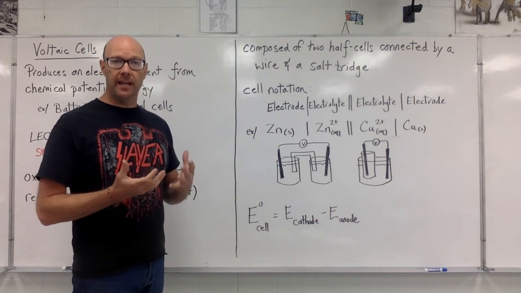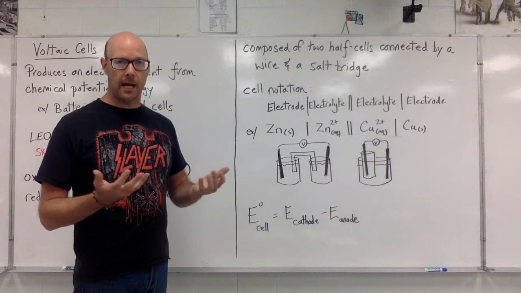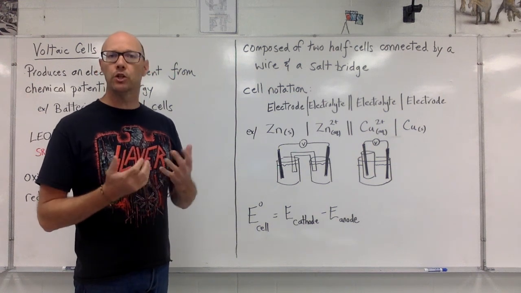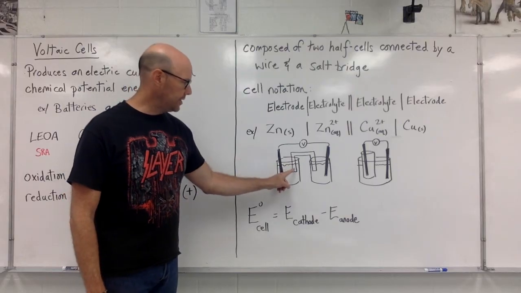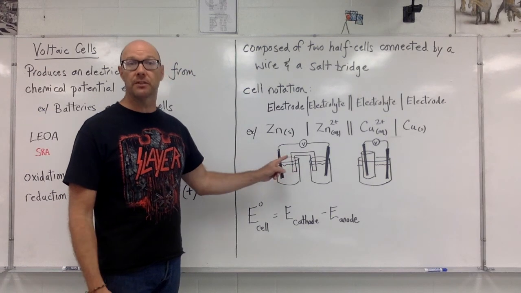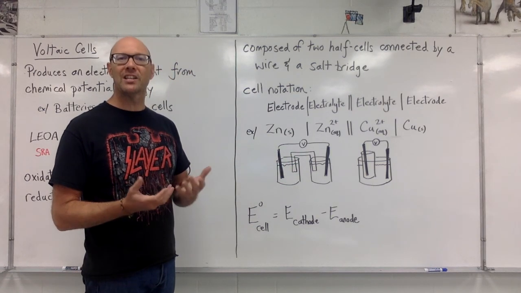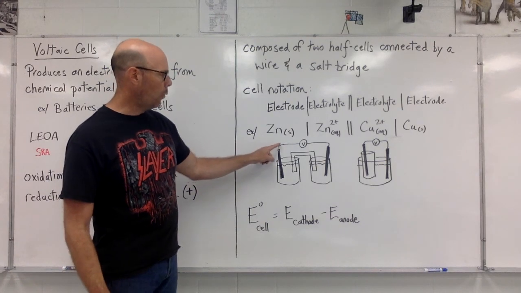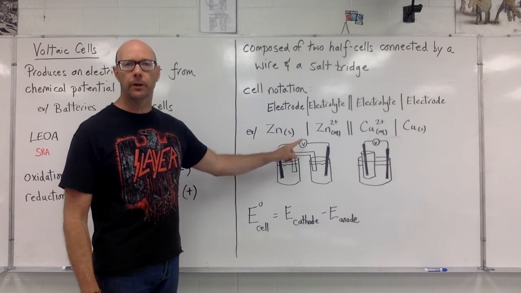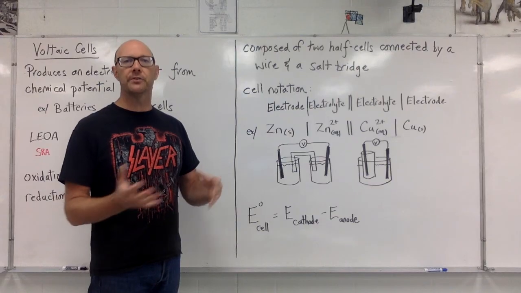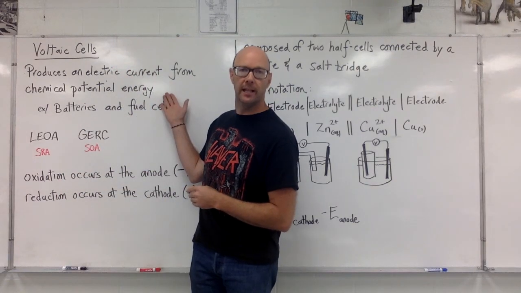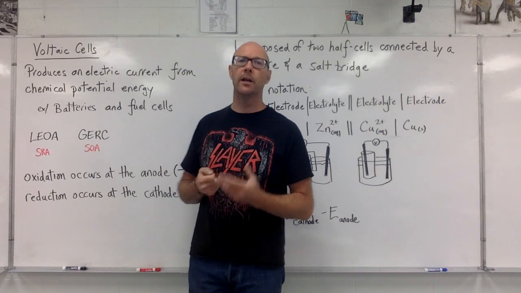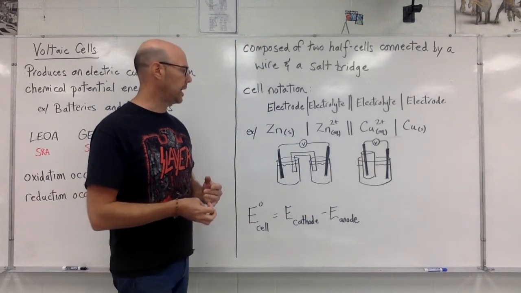Pictures of voltaic cells come in two main types. There's more than just two, but two main types. One has these two beakers, and then this right here is a piece of glassware called a U-tube. That's the salt bridge. And we have a wire running through a voltmeter. Voltaic cells include a voltmeter because they produce electricity. We want to be able to measure that, so a voltmeter is going to be included in a diagram.